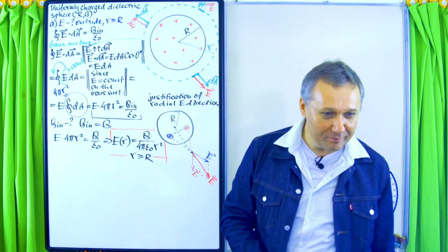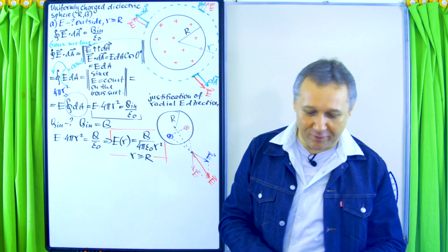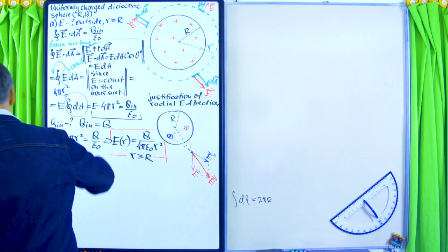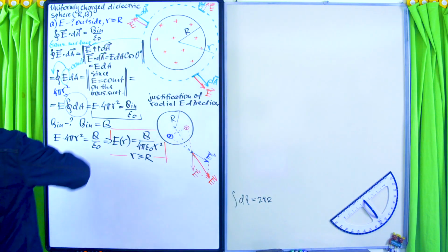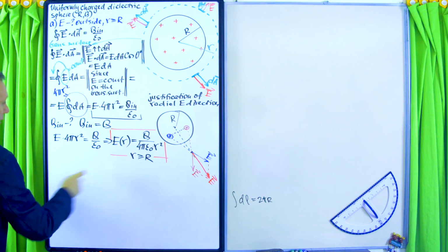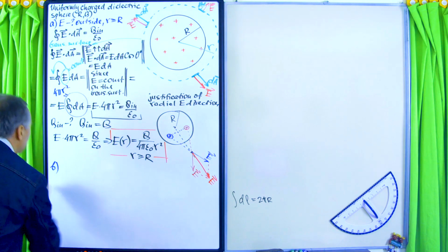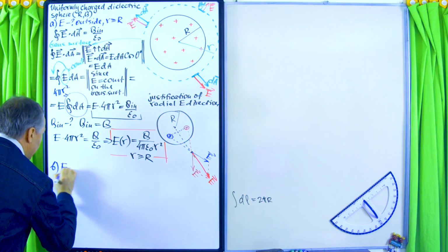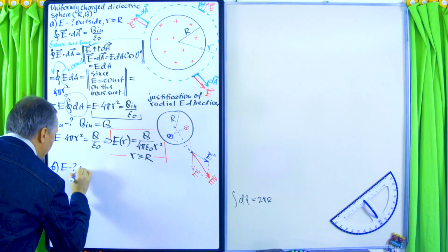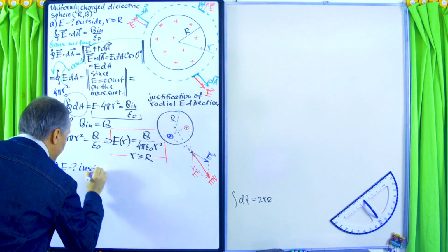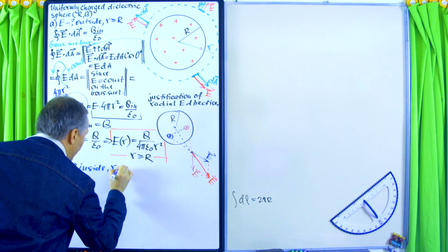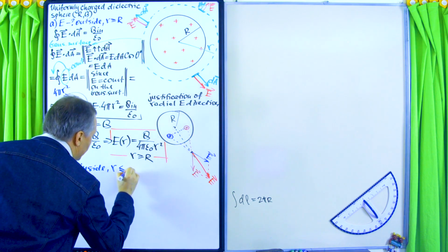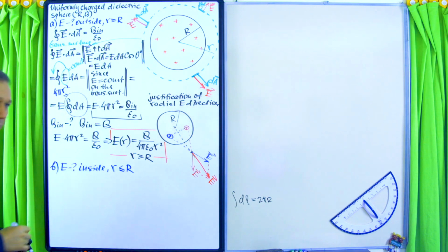Now let's do part B. Let's find the electric field inside. So now I use blue. So now basically part A and now part B. Right, so part B, we need to still find the electric field, but now it is inside, for R small smaller or equal to R capital.